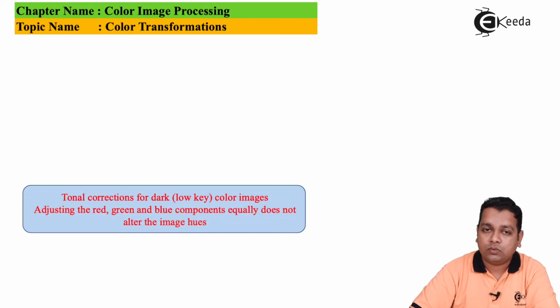Now we have the third one, the tonal corrections for the dark, representing low key color images.